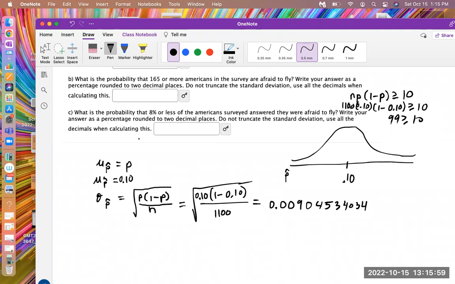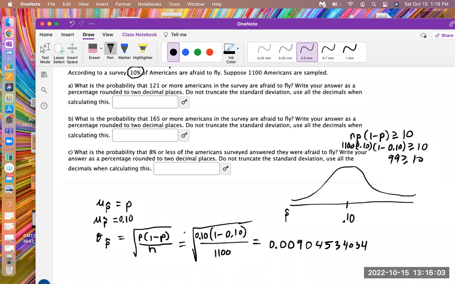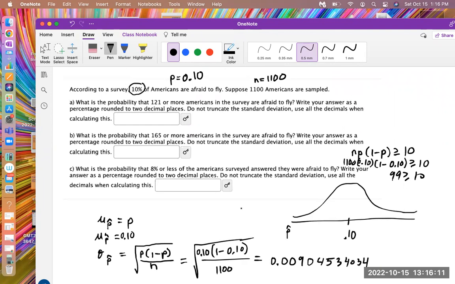All right, so to go back to the problem, now we found the mean and standard deviation, and we knew the sampling distribution of the sample proportion is normally distributed. Next, what is the probability that 121 or more Americans are afraid to fly in the survey? So 121 of the 1,100 are afraid to fly.